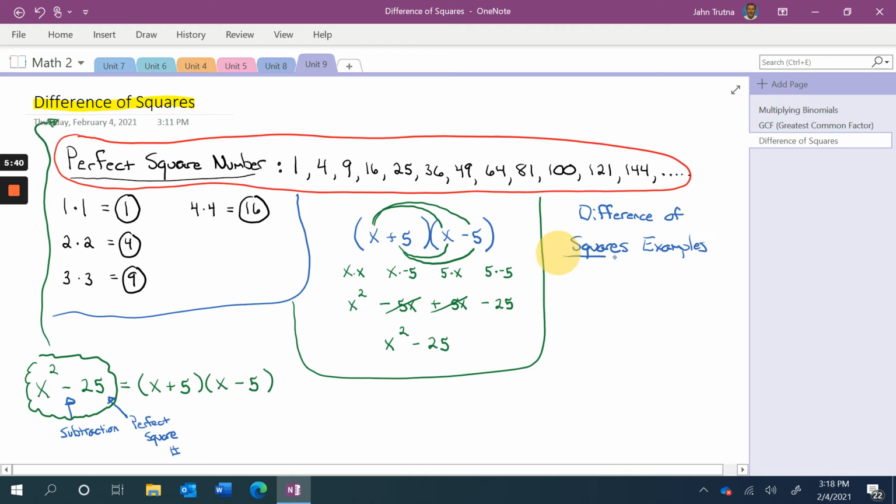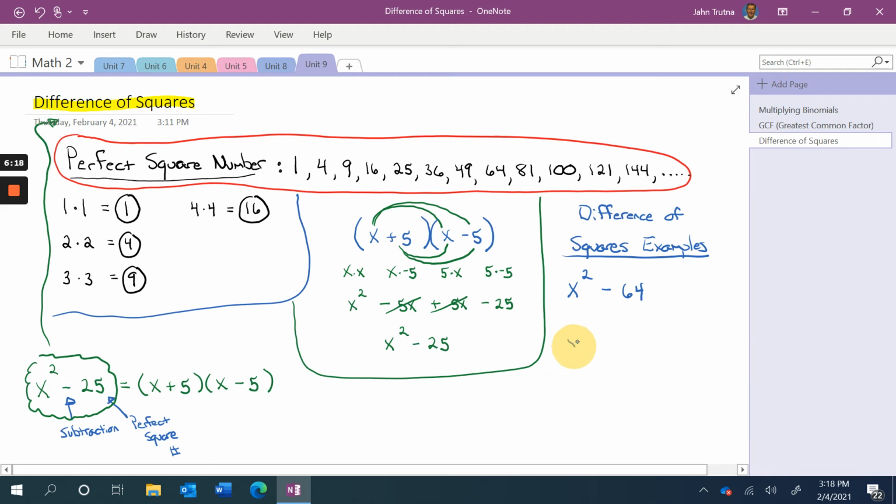So here is an example. Let me give you 3 examples of problems that would fall under the category of the difference of squares. First of all, we have to have a subtraction sign, and then any number we see has to be a perfect square number. So x to the second power minus 64 would be an example of a difference of squares. Why? Because we have a subtraction sign, and the number that we see, 64, is a perfect square number. It doesn't always have to have x's.